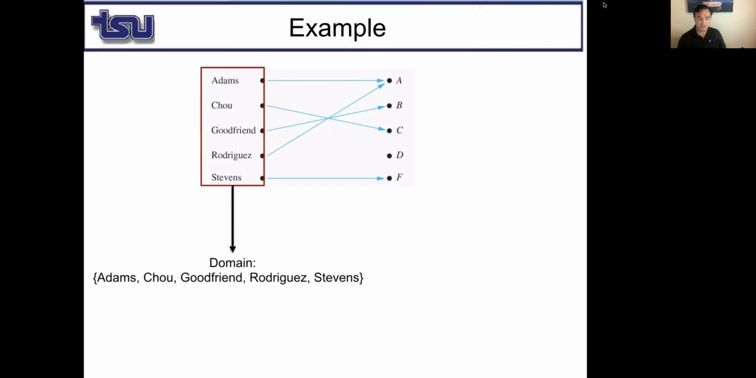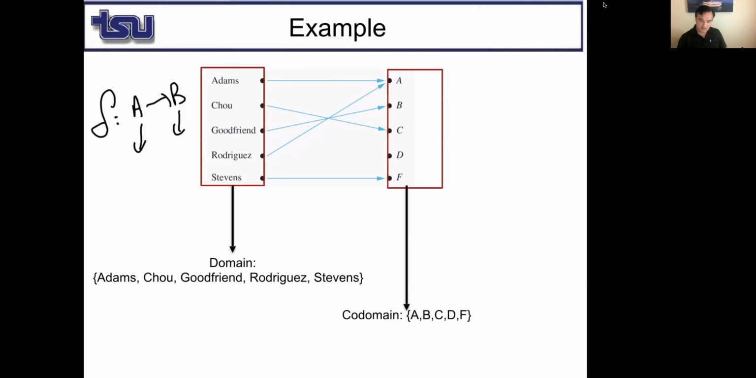For example, here, this is the domain: all possible elements of the input set. The function is from A to B, where this is the domain, and this is the codomain. Codomain is A, B, C, D, F. Okay, that's the codomain. And the range, even though the codomain is A, B, C, D, and F, you see no assignment is given to D. And the range is a subset of the codomain that consists of only A, B, C, and F.